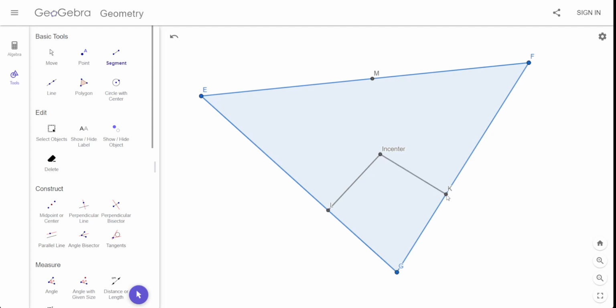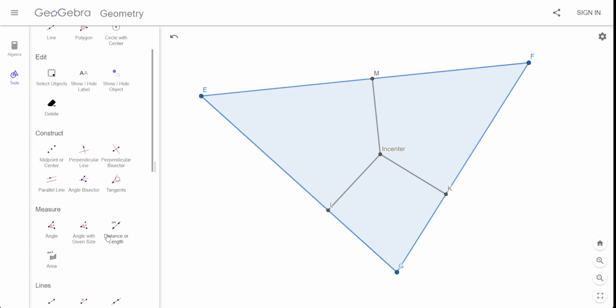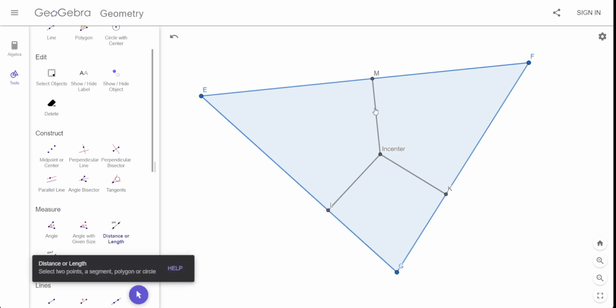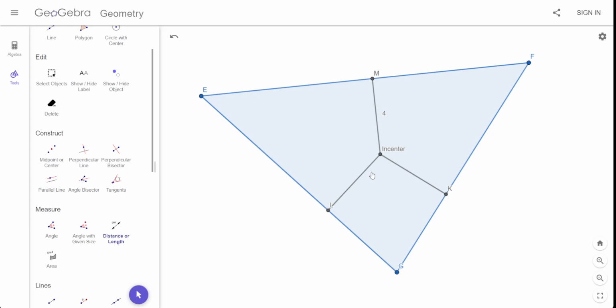And what should be true about all three of these line segments? They should be equal to each other, equidistant, correct? Do I have a way on this program to find out if they're equidistant? Sure. I could measure the length or the distance of those right there. So I can just click on this. That's 4, so what should this be? 4, and what should this be? 4. There you go. And it works, doesn't it?